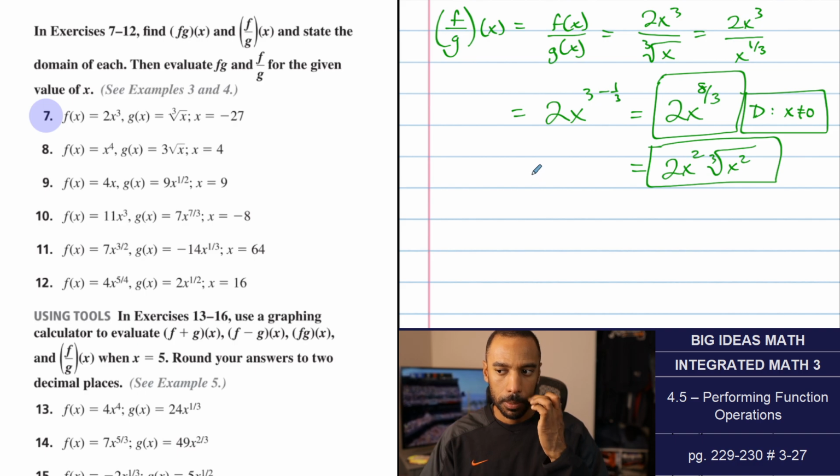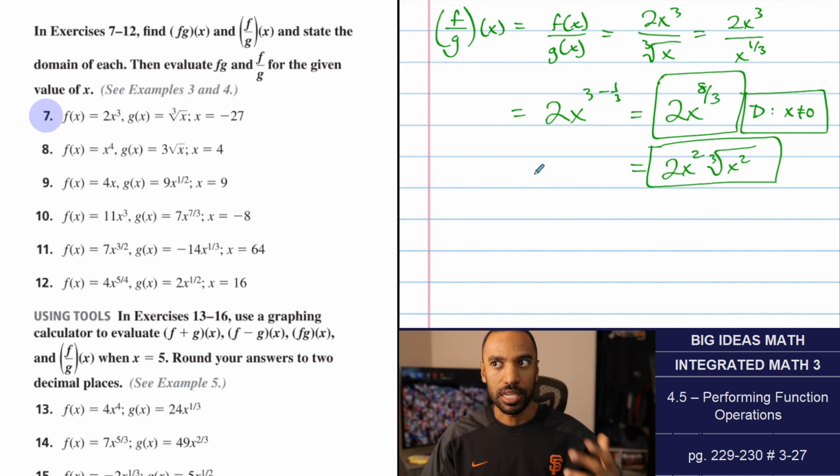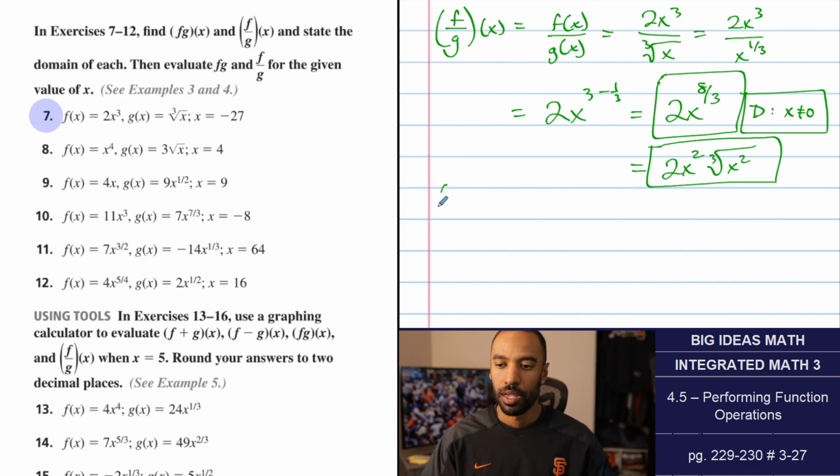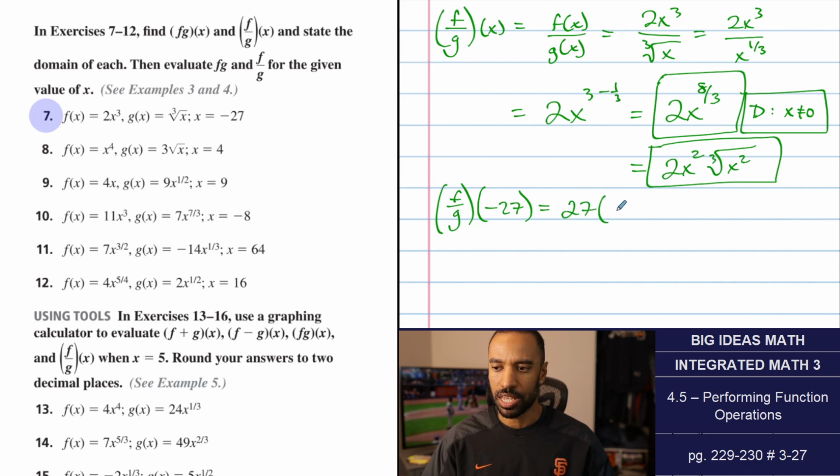When we simplify, we need to keep that domain in mind. All right, let's do f over g of negative 27. And again, I think when it comes to just calculator basis, it makes more sense to substitute it in the one with the radical.